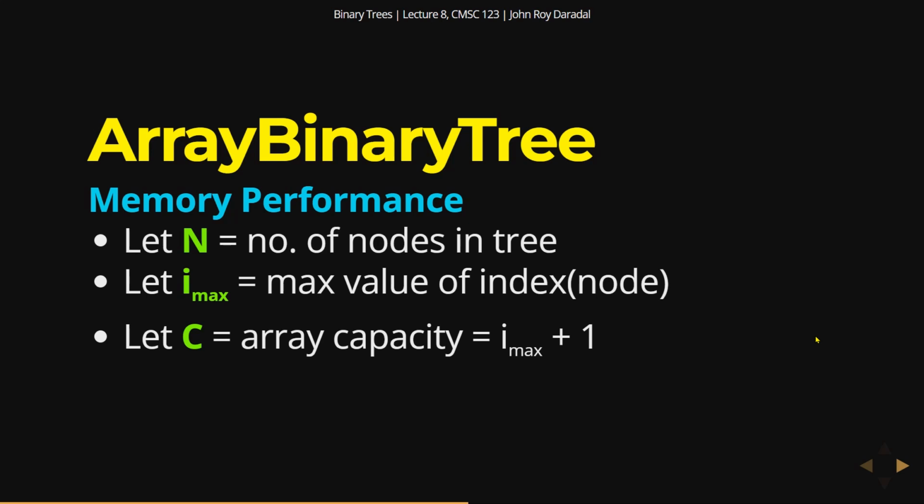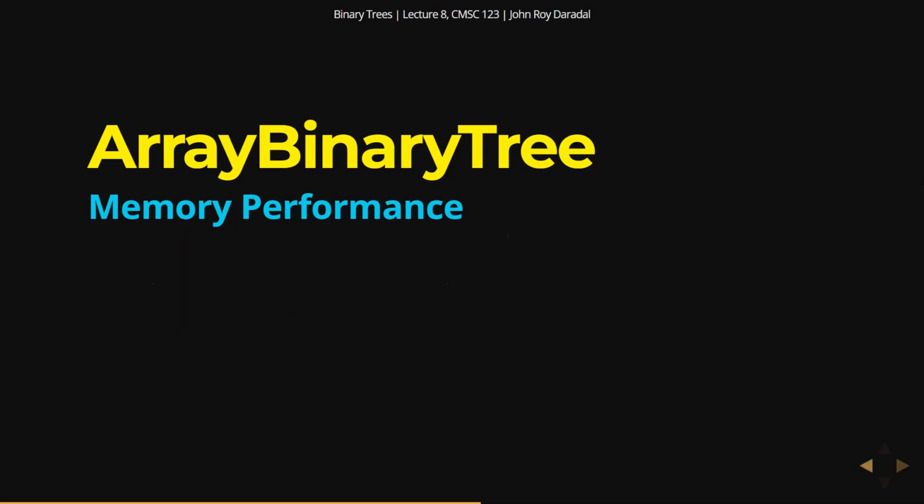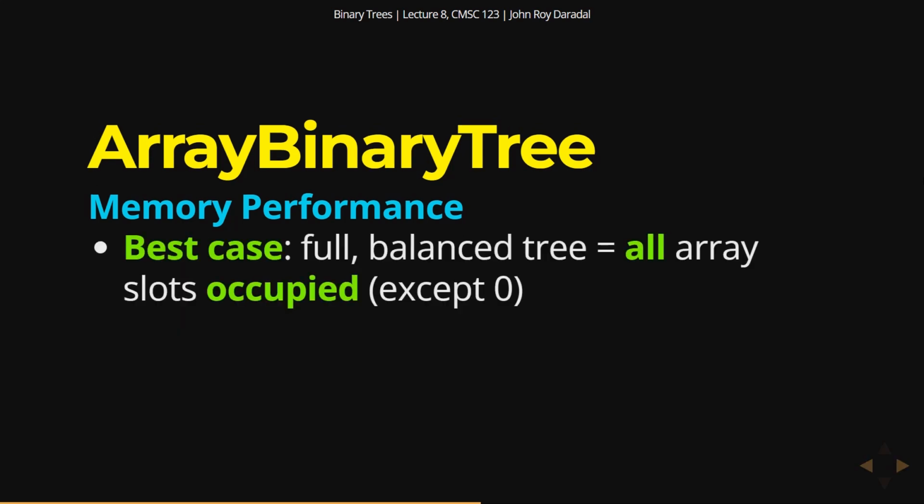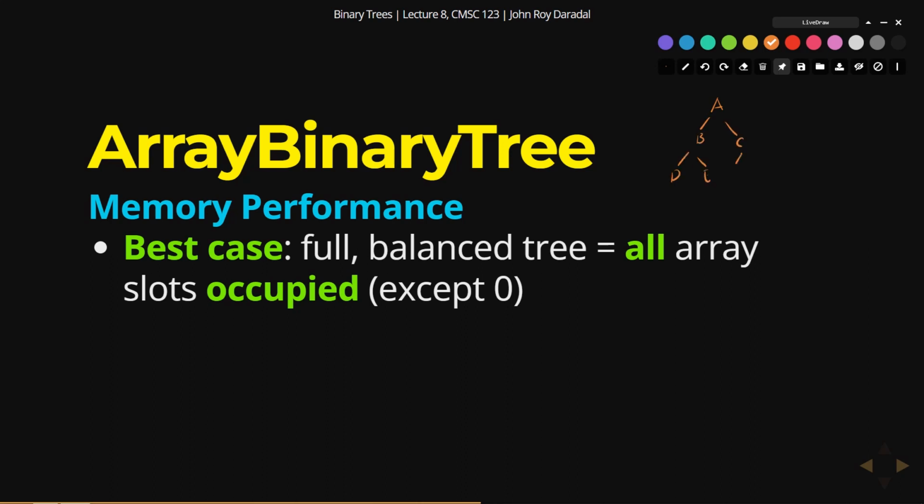So 15 plus 1, so that it could hold up to index 15. Okay, so given these 3 variables, in the best case for the array binary tree, this is when you have a full balanced tree, right? Wherein all of the array slots are occupied except for 0, of course. Like for example, the one that we saw earlier, wherein you have A, B, C, D, E, F, G, something like this. So this will be at 1, 2, 3, 4, 5, 6, 7.